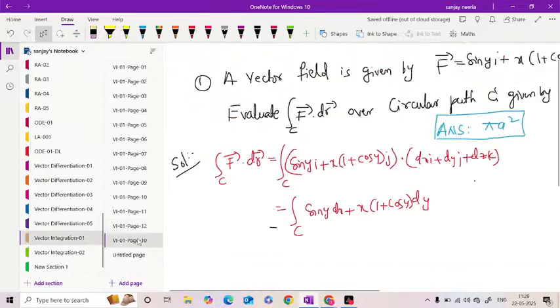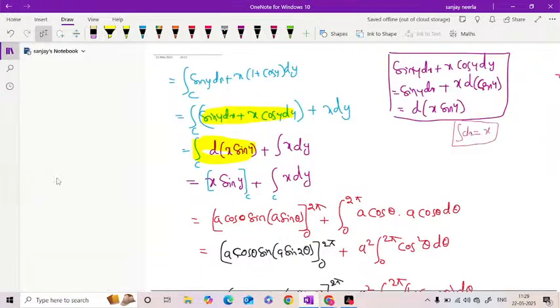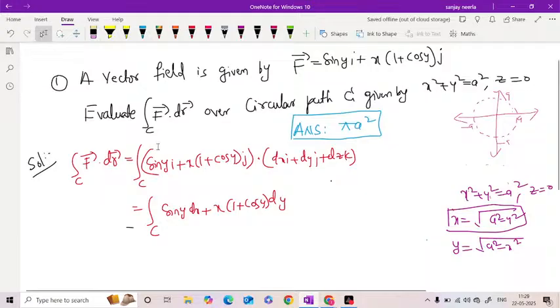Okay. So this is our second problem. Now we will solve the same problem. This is the second problem. What is the second problem?